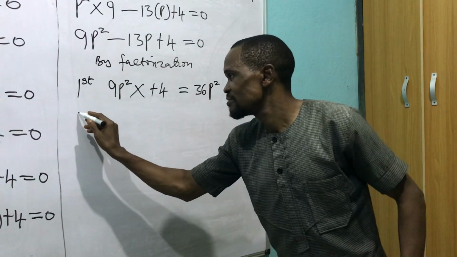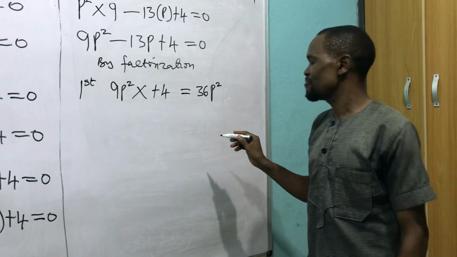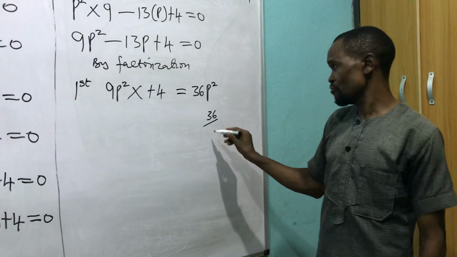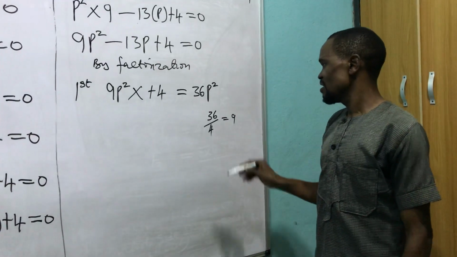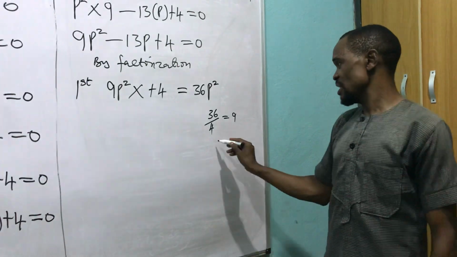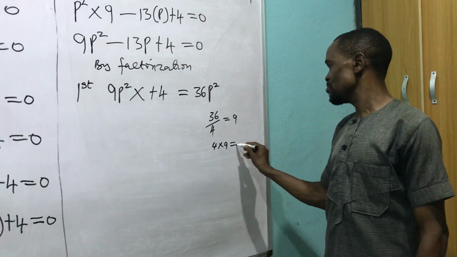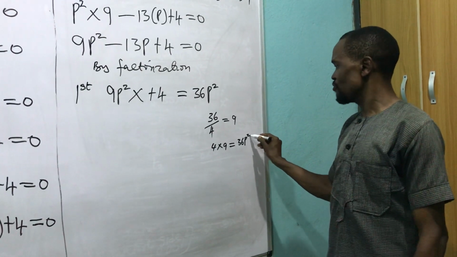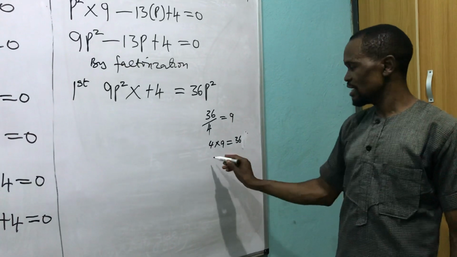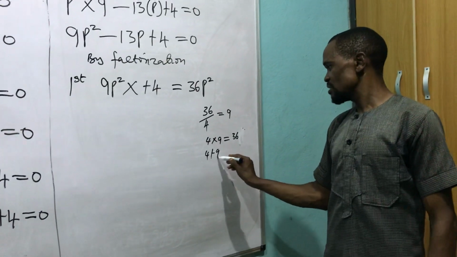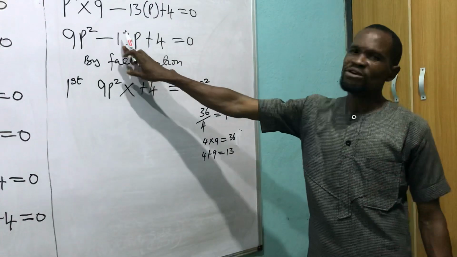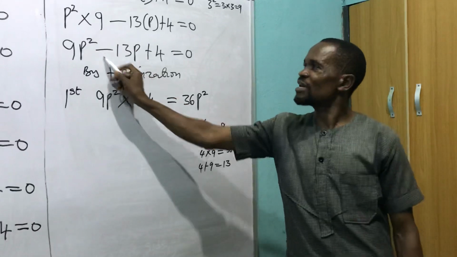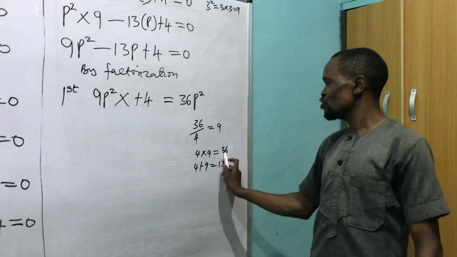I will say first, what will be the factor? Look at how you look for the factor. 36 divided by 4 will give me 9. Then 4 times 9 will give me plus 36. Then 4 plus 9 will give me 13. Does it give me minus 13? No, it's not giving me minus 13, but plus 13. But I'm looking for minus 13, that when I multiply them together, it will give me 36.